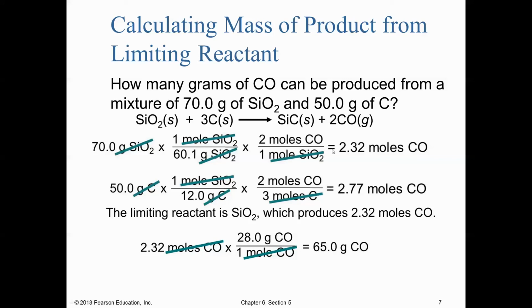So now we're going to use our molar mass once more, our 2.32 moles of CO, and then our molar mass of CO right here is 28 grams per mole. And it turns out we can only actually produce 65.0 grams of CO before our reaction stops. So it looks big and complicated, but it's the same thing we did before, except we're essentially applying it twice.